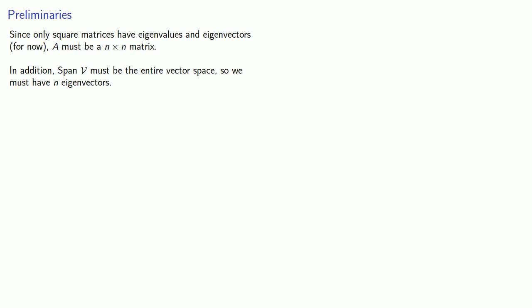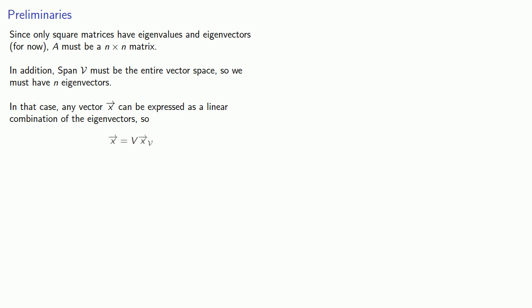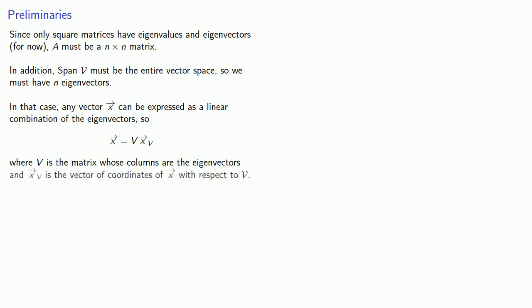But if that happens, any vector X can be expressed as a linear combination of the eigenvectors, which means that X can be written as V times XV, where V is the matrix whose columns are the eigenvectors, and XV is the vector of coordinates of X with respect to our set of eigenvectors. And, consequently, V inverse acting on our vector X should give us this set of coordinates.